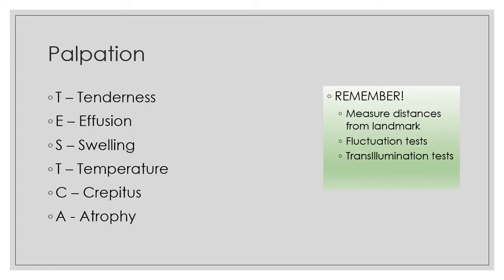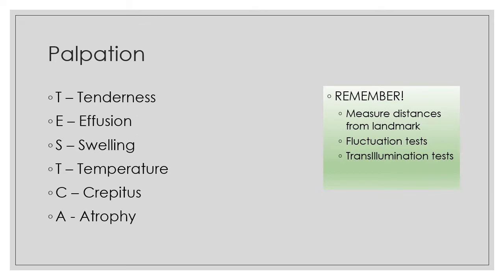Palpation, the mnemonic is test for CA: tenderness, effusion, swelling, temperature. You check if it's hot or cold, particularly in some inflammatory cases. Check for crepitus and check for atrophy. Always remember when you're checking for effusion or swellings to measure distances from a landmark. Particular landmarks you can use are the olecranon, the belly button, the knee, the patella, the ankle.